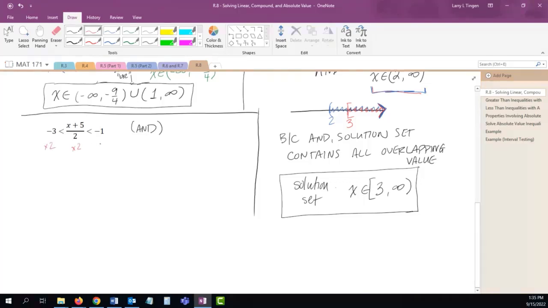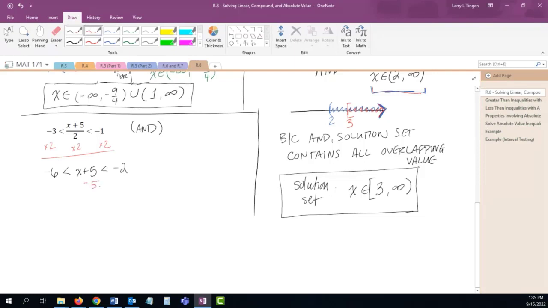If I do something to one part, one of the 3 parts here, I have to do it to all of them. So negative 3 times 2 is negative 6. I did not multiply by a negative, so my inequality doesn't change directions. x plus 5 divided by 2 times 2 leaves me just x plus 5. And then negative 1 times 2, negative 2.